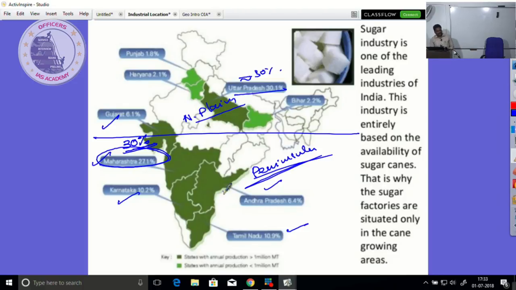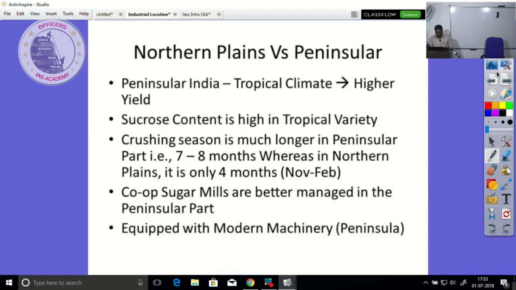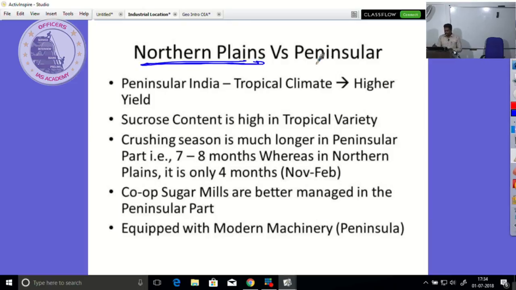Understanding says peninsular part of India, in general, experiences warm conditions. I'm talking about the year-round average temperature. If that is the case, the characteristics of both these sugar canes differ from each other. Briefly, we'll discuss those differences between the cane cultivated in the northern plains and the peninsular part of India. When I talk about the peninsular part, I am including the states of Maharashtra, Andhra Pradesh, Karnataka and Tamil Nadu. When I talk about the northern plains, primarily I am talking about Uttar Pradesh.